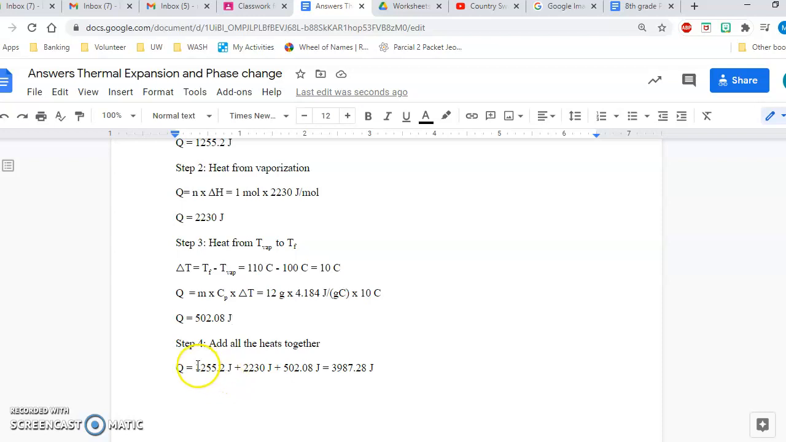And then the last thing we're going to do is add them all together so that our final answer is simply just this. So I hope that helped.